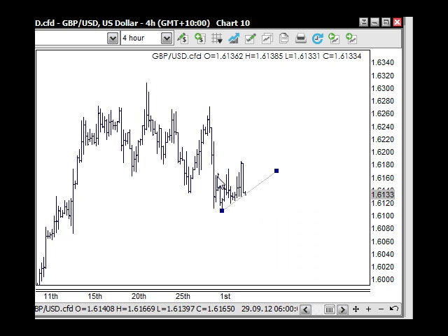But this is more of a corrective pattern here. So we've got an impulse wave down here and a corrective pattern here, so it should break lower through here. So you might be better off looking for that trade there, I think.